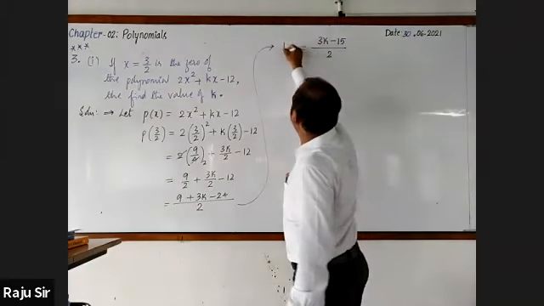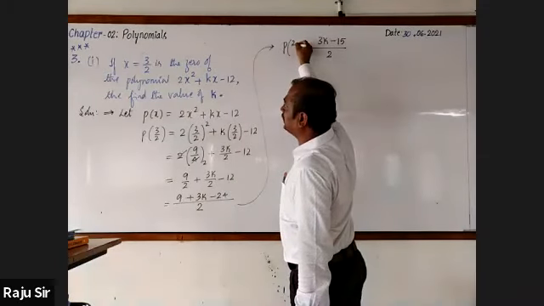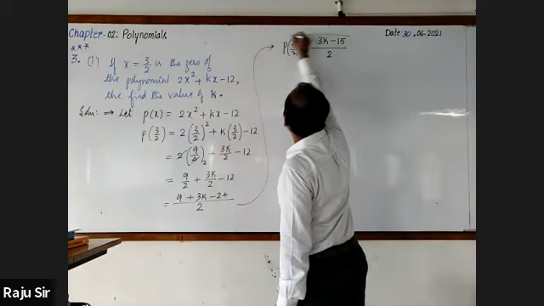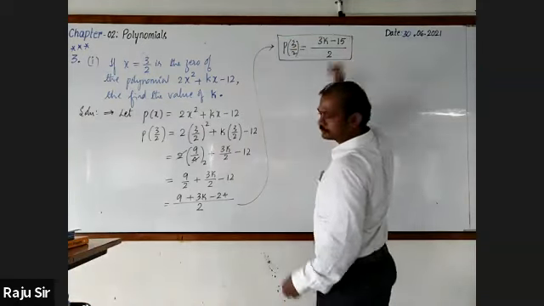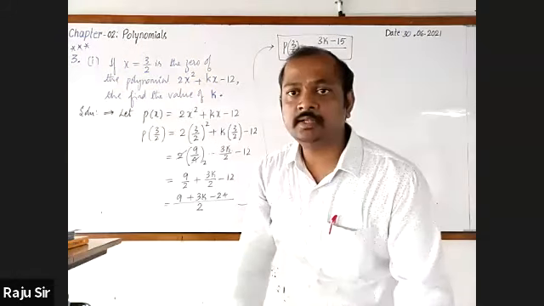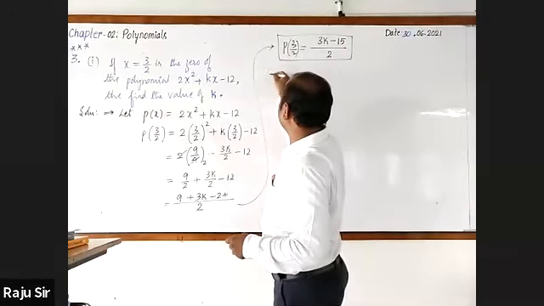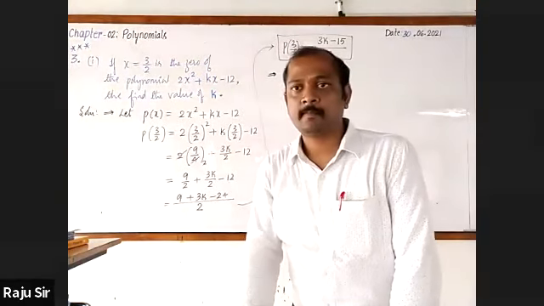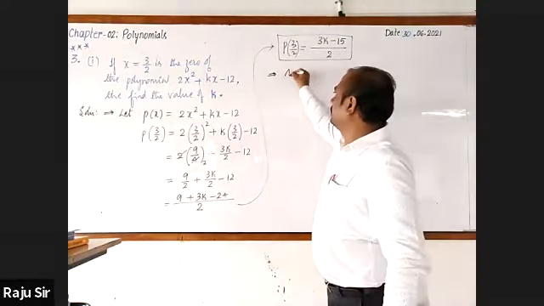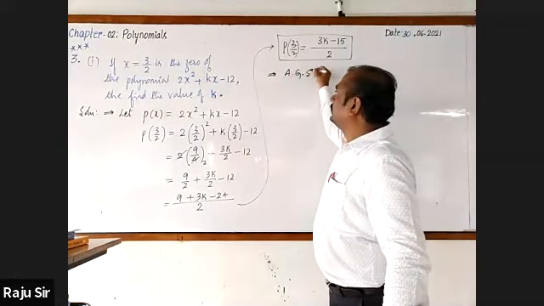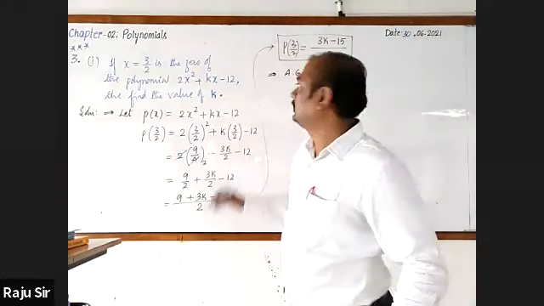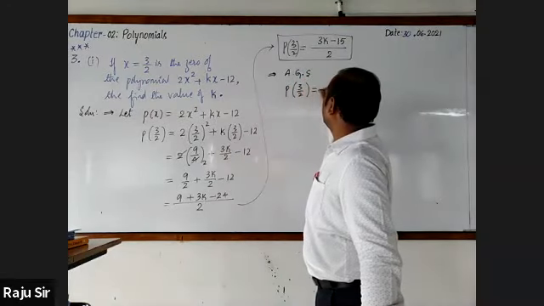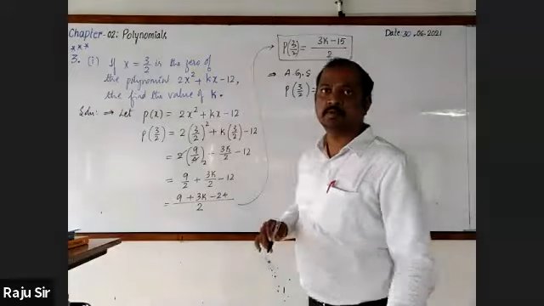This is the value of P of 3 by 2. I'm highlighting this. But in the statement, it has been given that 3 by 2 is the zero. All right. As given, it is P of 3 by 2 equal to 0. Got it?